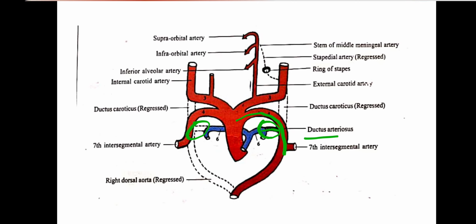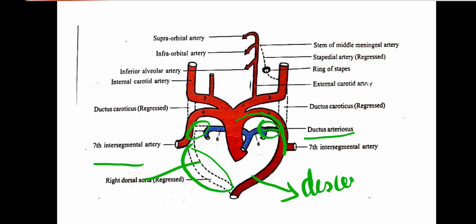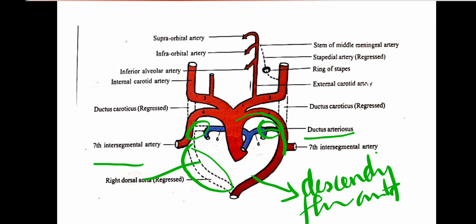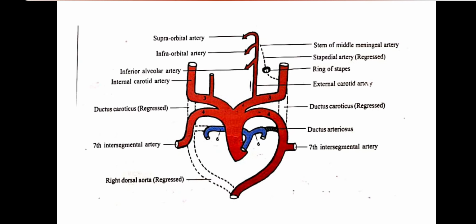The connection is called the ductus arteriosus in fetal life and the ligamentum arteriosum in later life. The part of the right dorsal aorta post your seventh cervical intersegmental artery regresses on the right side, whereas on the left side it persists and forms the descending thoracic aorta. So these are the derivatives of the arterial arches.